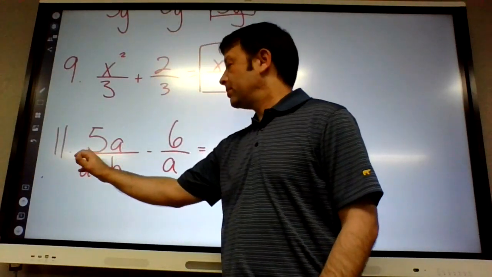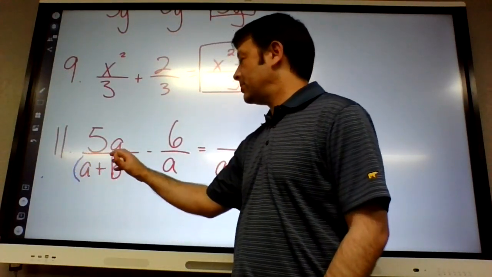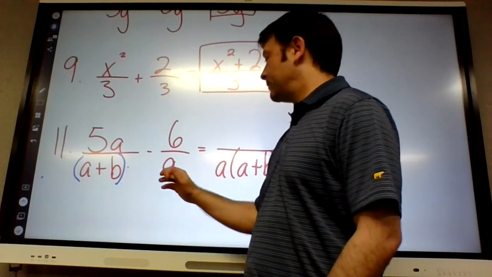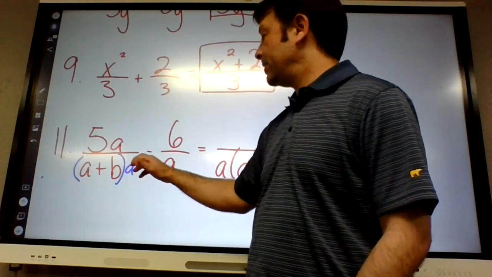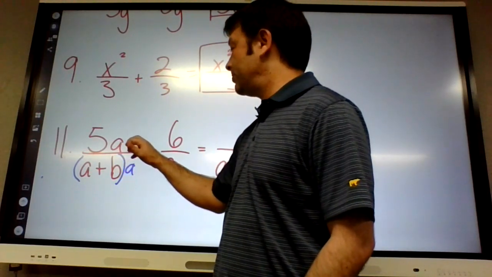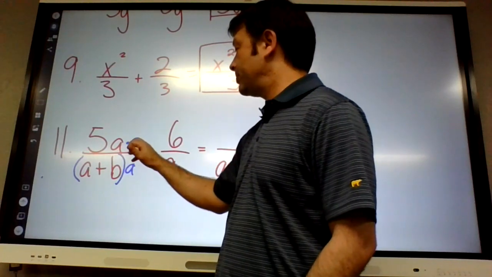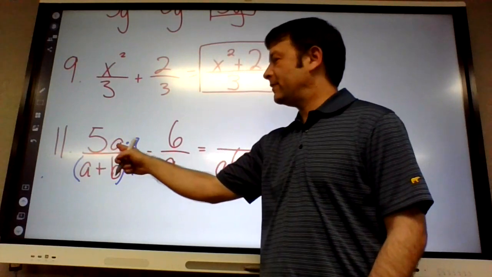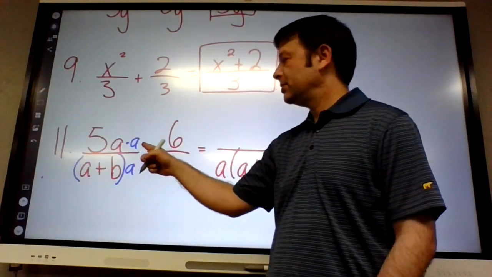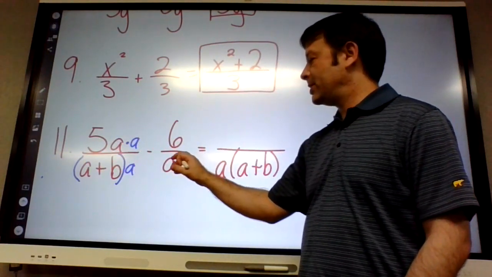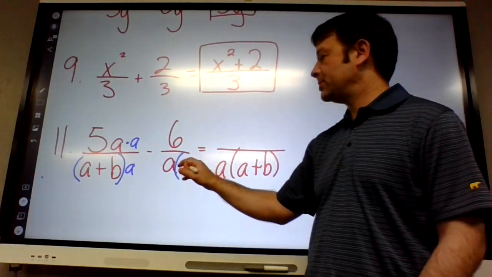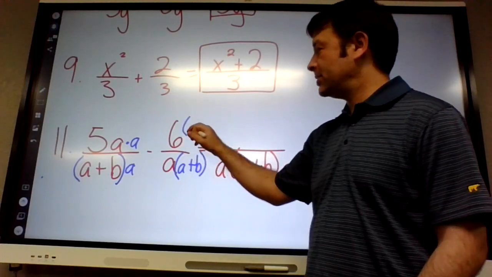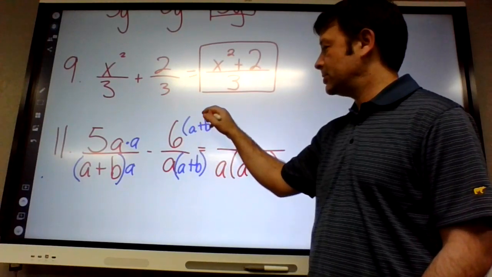Alright, so how do I turn this into the common denominator? What's it missing? Times a, right? I can put it on the front, it doesn't really matter. So if I multiply the denominator by a, I need to multiply the numerator by a. So it'll be 5a squared. On this one, what's this denominator missing? a plus b. So if I multiply the denominator by a plus b, I need to multiply the numerator by a plus b.